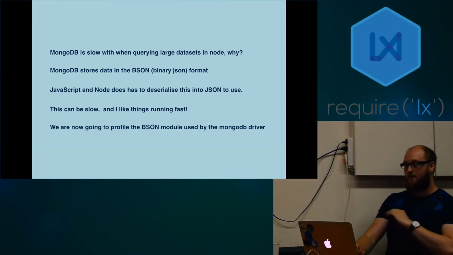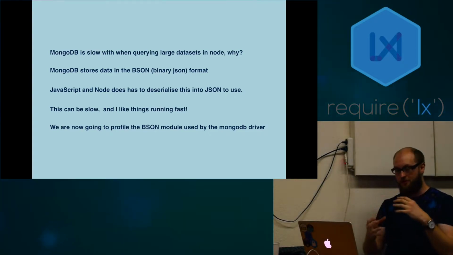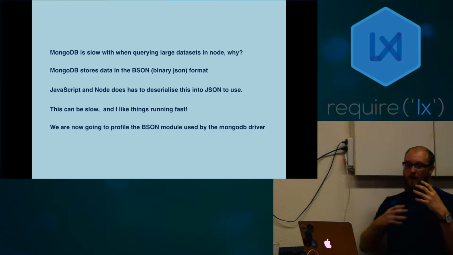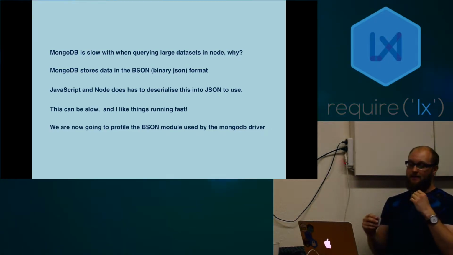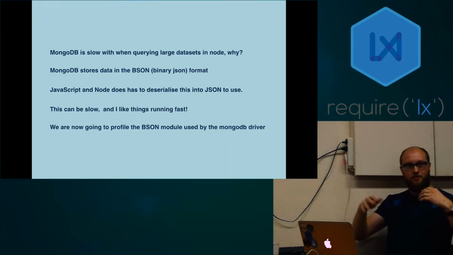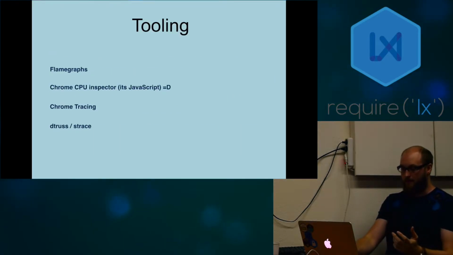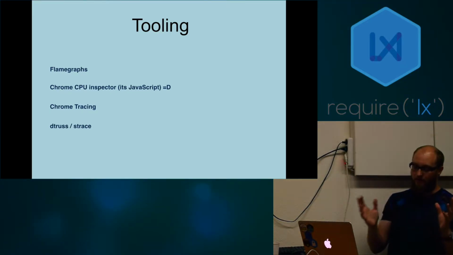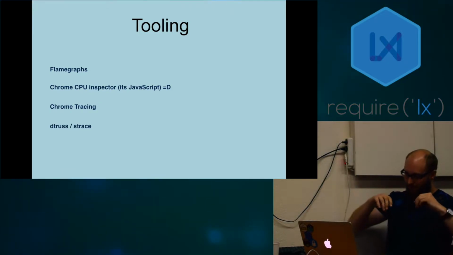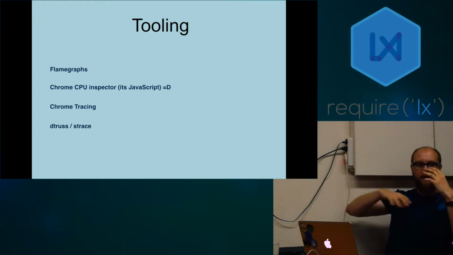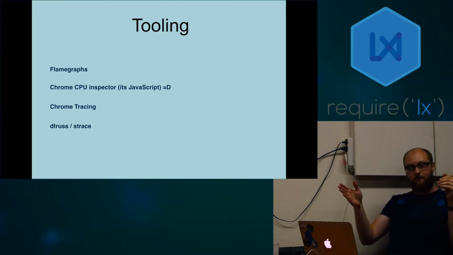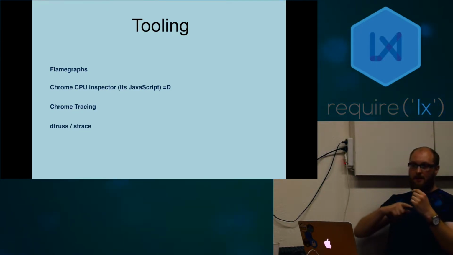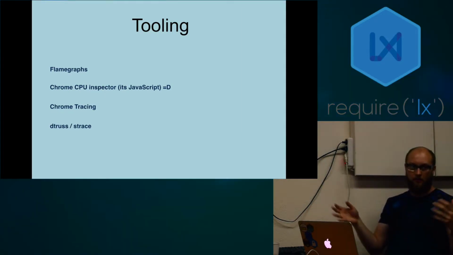So we're going to profile this Bison module, which is used by the MongoDB driver in Node.js, to see where the time in this parsing is actually spent. And so how do we do that? We can use some tooling. Flame graphs are graphs which show you where most of your execution time is spent. So the wider the graph and the deeper the color, I'll show you some examples in a second, basically means that it's being called more often and it's taking longer and longer.